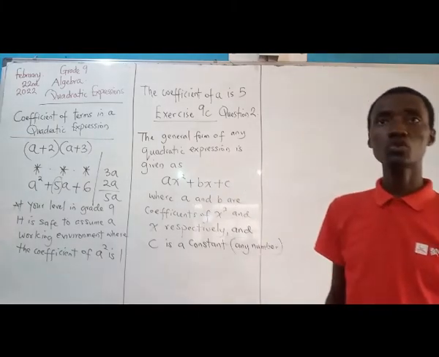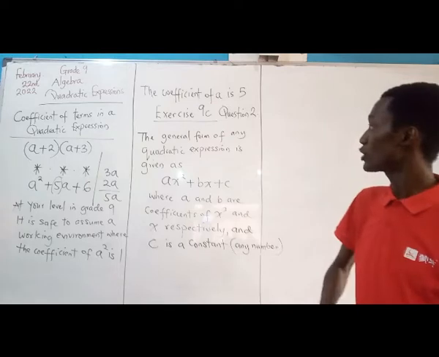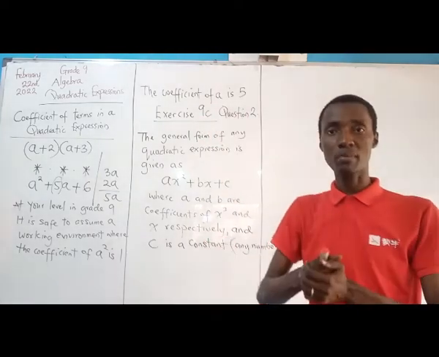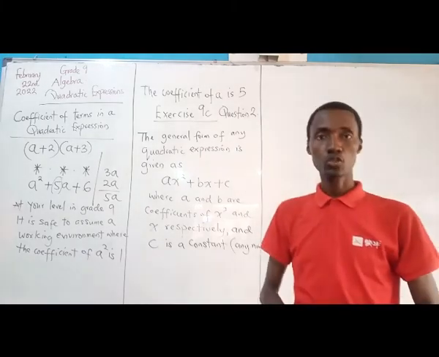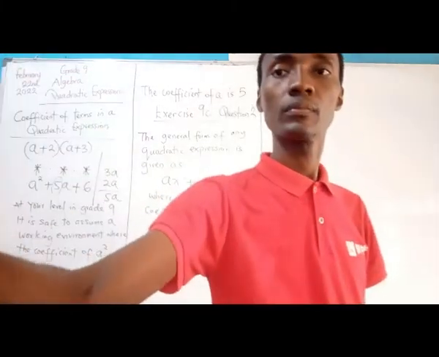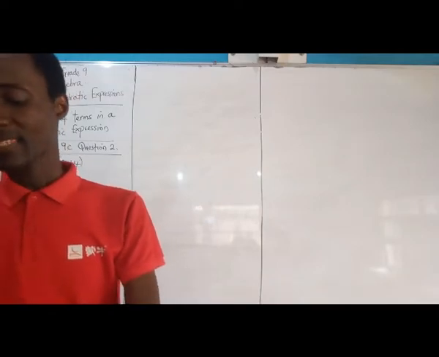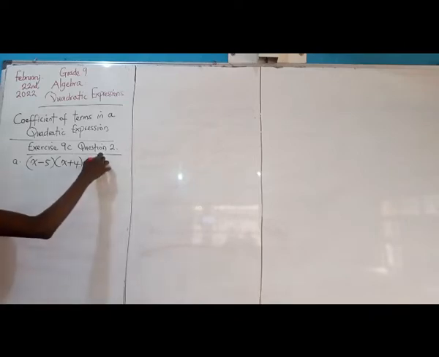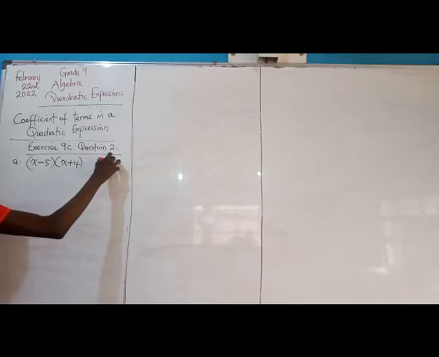It's more like an addition to the whole idea before we come in to take problems under exercise 9C of our New General Mathematics, question number 2. Examples from exercise 9C question 2. The first question we have there is x minus 5 into x plus 4, and we are told to look for the coefficient of x.